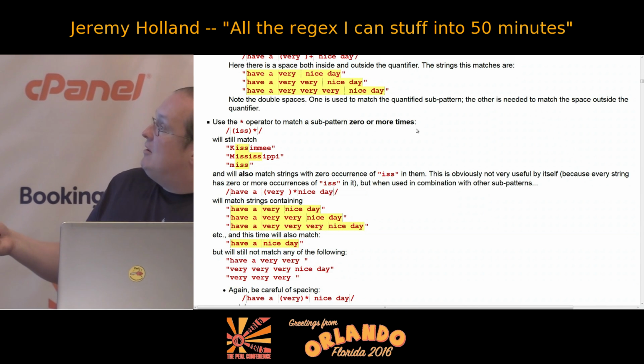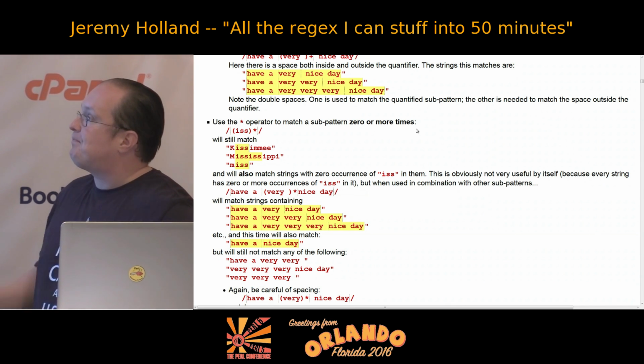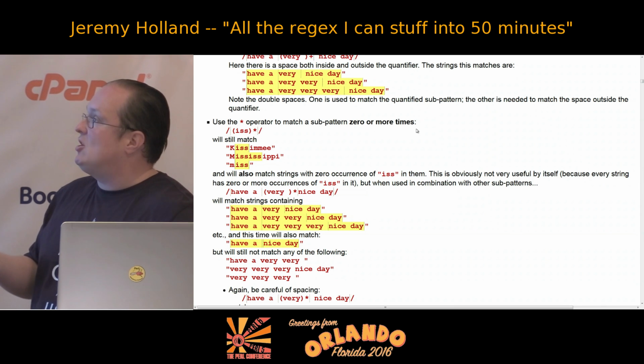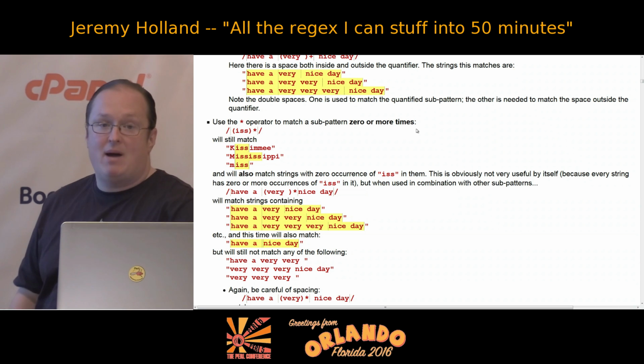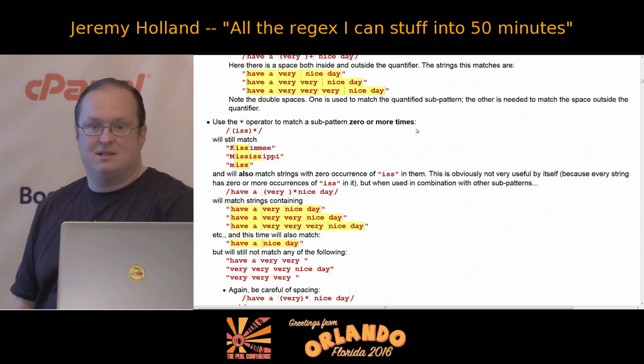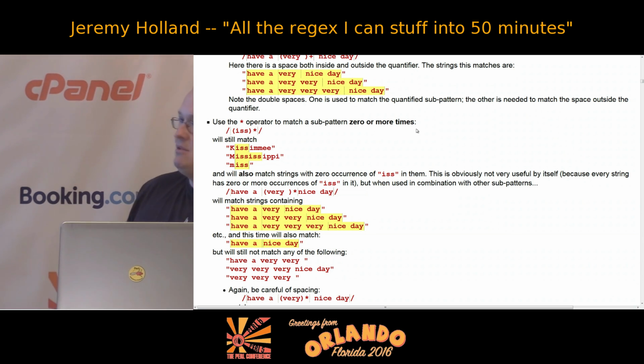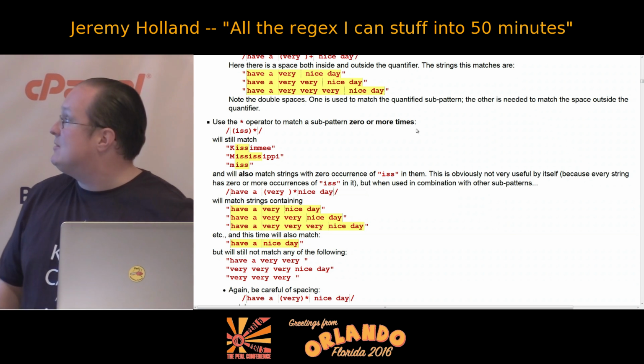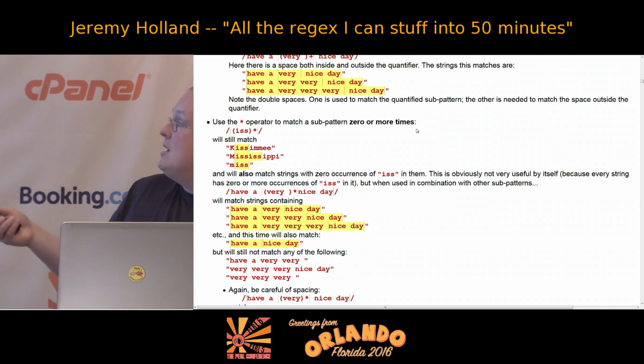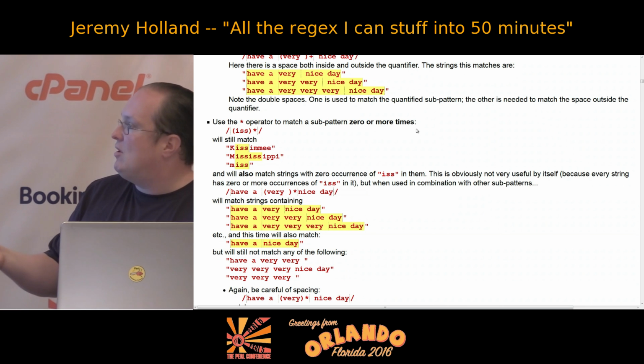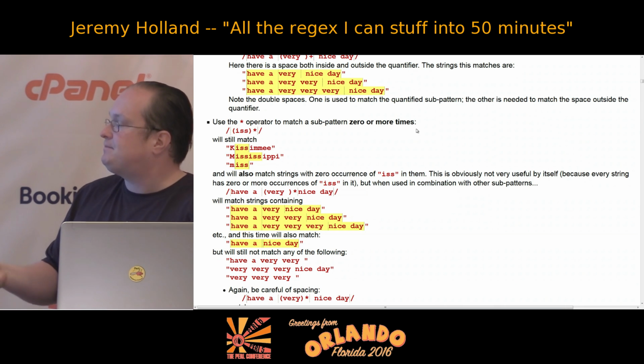The second quantifier is the star, which means 0 or more. This will still match all the strings up above, but also will match strings with 0 occurrences of "ISS" in them, which is every string you can conceive of, so it's obviously not very useful by itself. But again, you put additional parts of the pattern before and/or after, and now you can also match a string which looks like this.